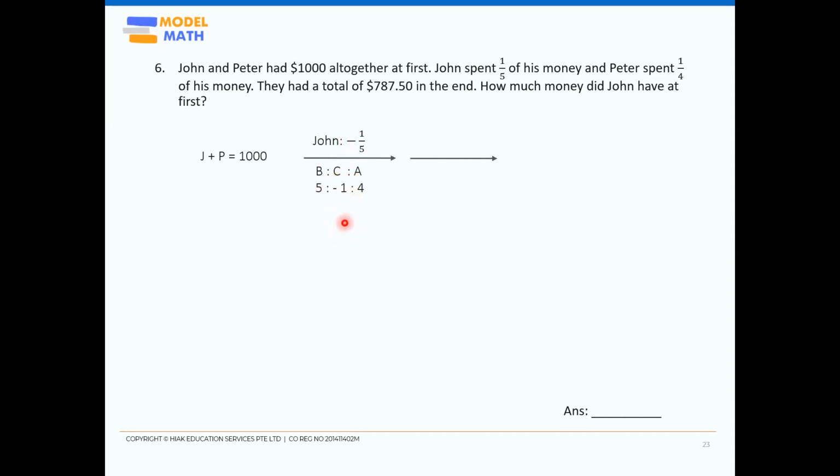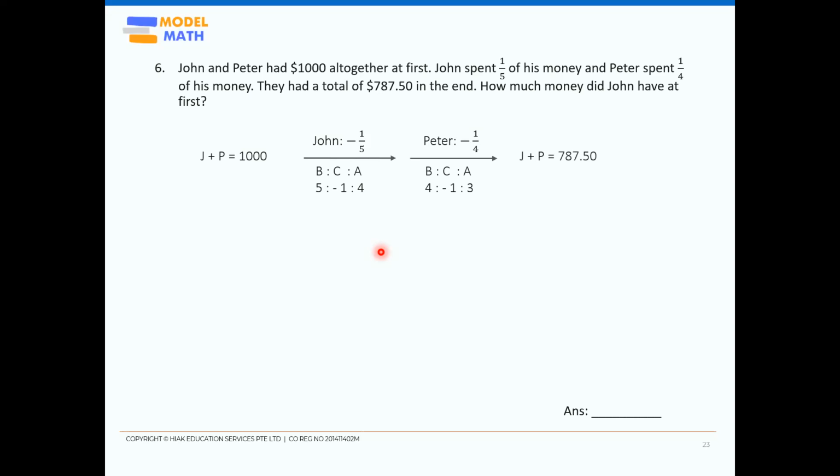And we are going to do something similar for Peter. Peter spends 1/4 of his money. Likewise, a BCA ratio. So 4 units is Peter's before. Out of 4 units, he spends 1 unit away, minus 1, and he's left with 3. In the end, they had a total of this much money, hence we record it down in the after section. Okay, so first step of recording data done.